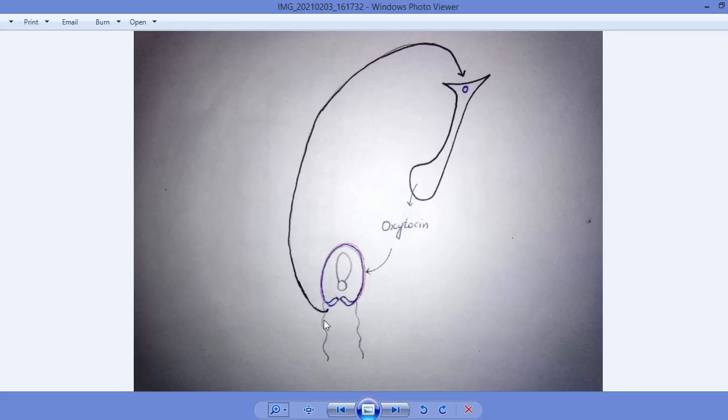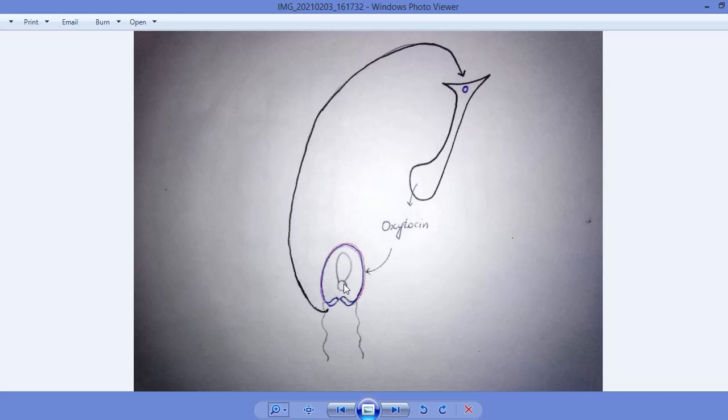One thing you should know is that the vagina also contains some stretch receptors, and these stretch receptors are activated when they come in contact with pressure or with the sperm. When these stretch receptors are activated, the afferent somatic nerves send a signal towards the paraventricular nucleus, and this paraventricular nucleus secretes oxytocin.